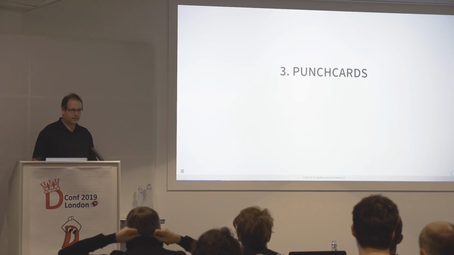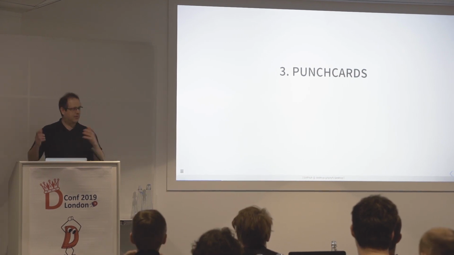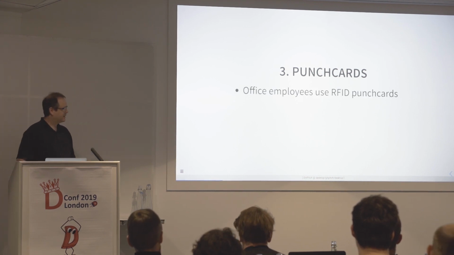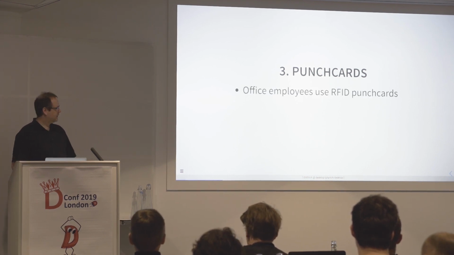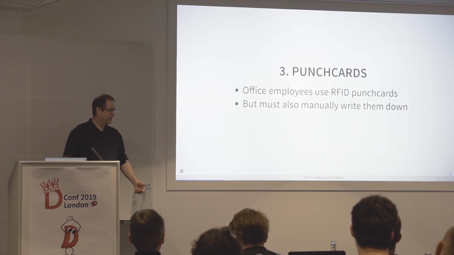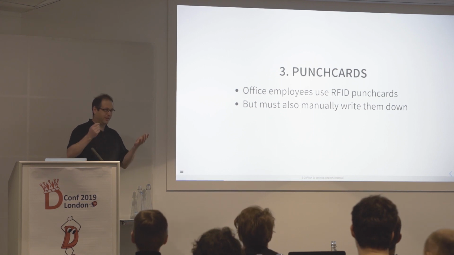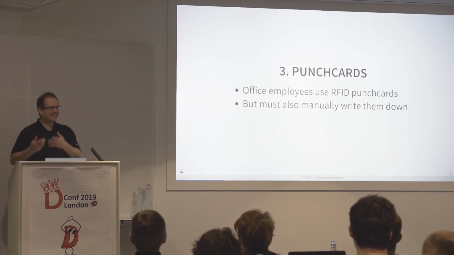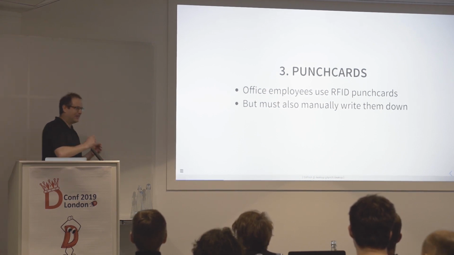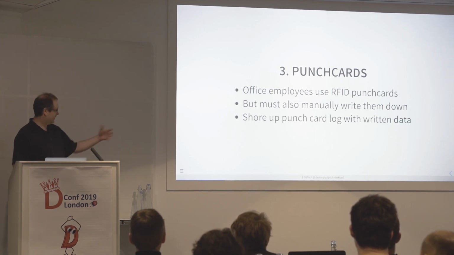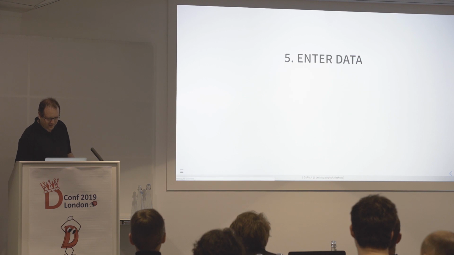Excuse me. Next, punch cards. So that's people in the field. People in the office had an RFID punch card that they would use to punch in and out. But they also must manually write down when they punched in and out. Why? Because sometimes the thing didn't work. So what's the point of having a system that records all this stuff for you when you still had to write it down and check it at the end of the week anyway? Completely useless.